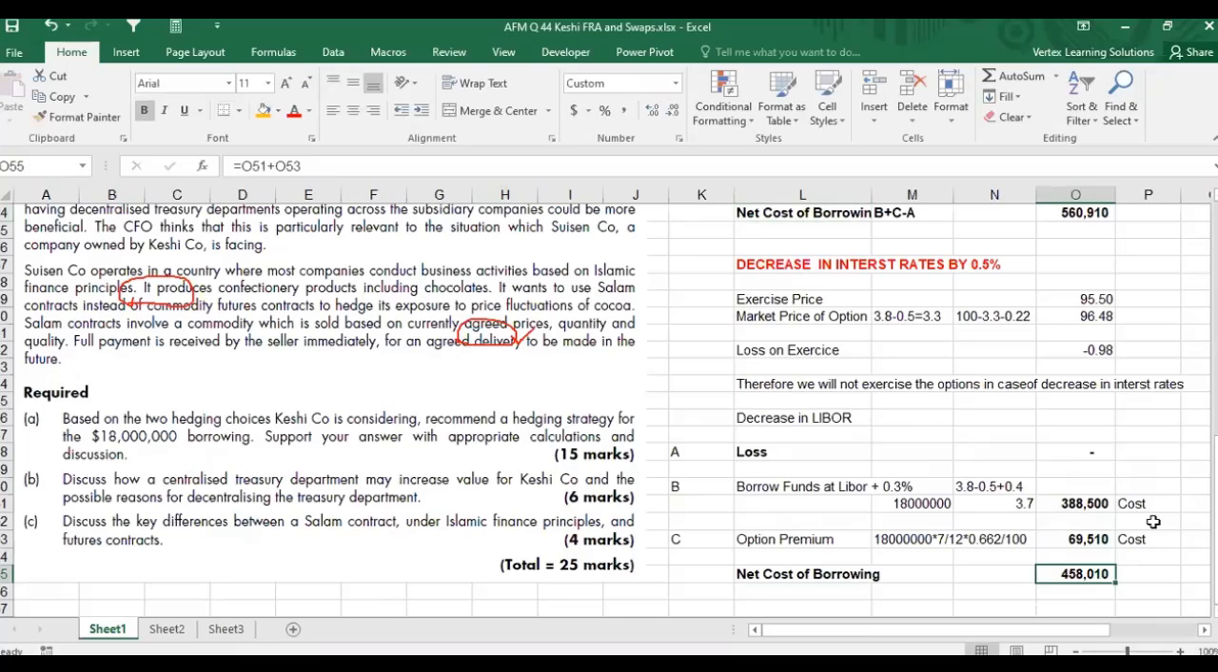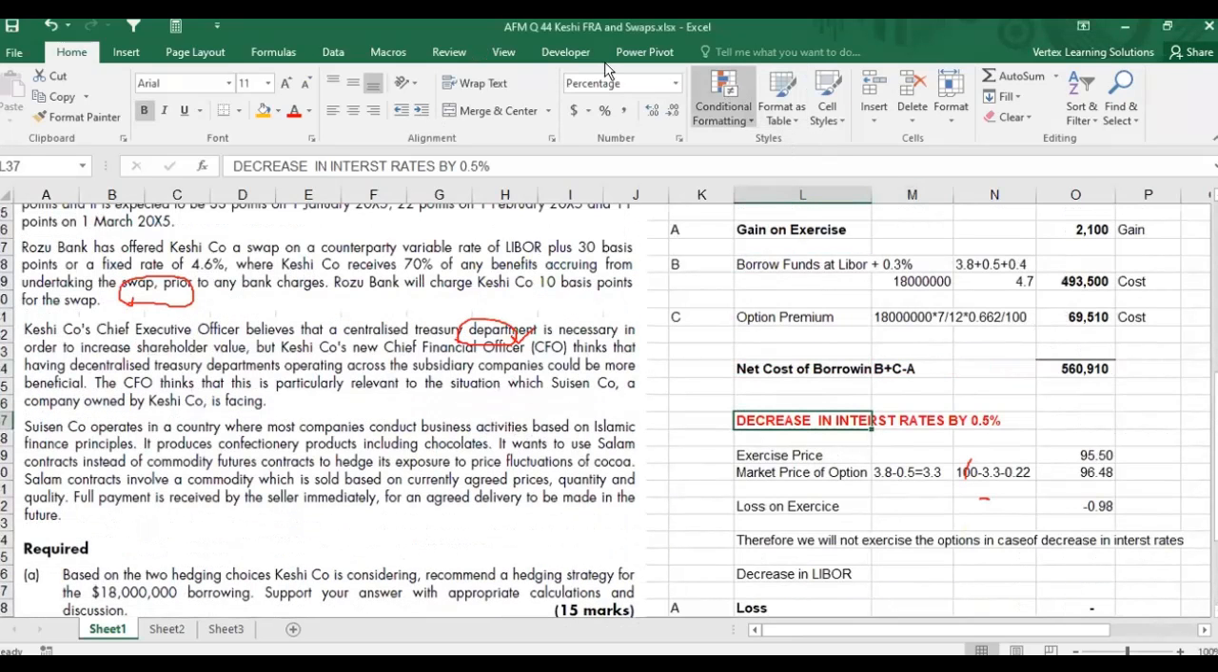Is it clear? For borrowing funds at LIBOR, isn't it LIBOR plus 0.4%? No, we had LIBOR plus 40 basis points, 0.4, but we said that interest rate decreases. In the beginning, the interest rate was 3.8. I just decrease the interest rate. So 3.8 minus 0.5 plus 0.4. Before, we said increase the interest rate because there are two scenarios. Here I'm talking about an increase in interest rate, and at the bottom, I'm talking about a decrease in interest rate.